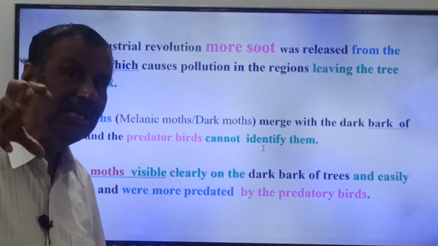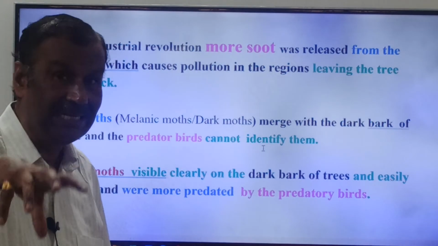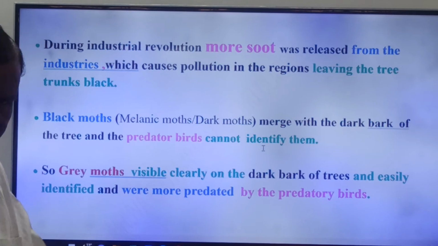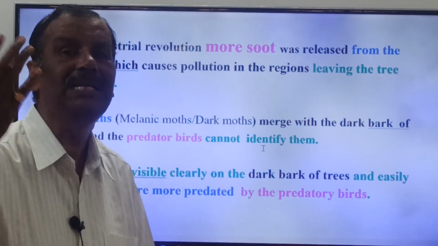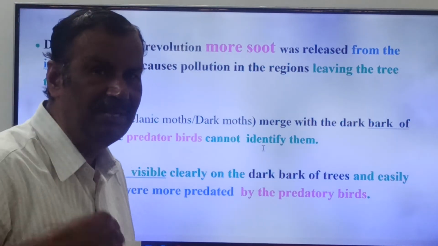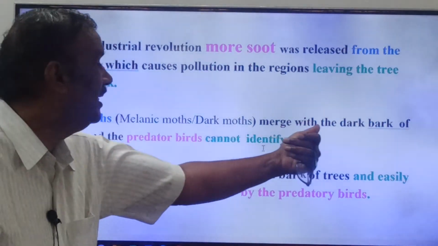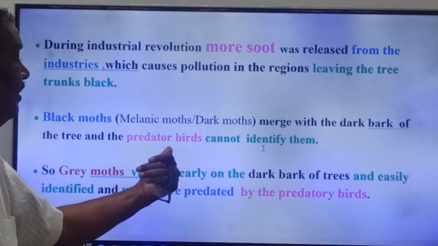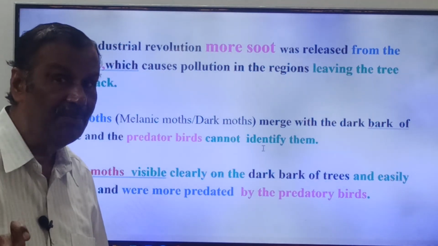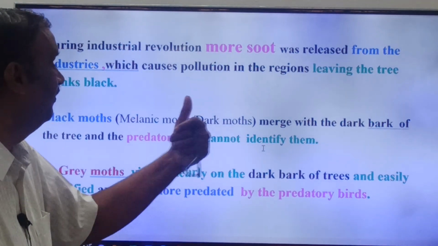So, when the bark turns black color, the black color moths, which are few in number at that time, are merged with the black color. So, these moths would be eaten by whom, friends? By the birds. They are called predatory birds. So, the black color moths merge with the dark bark of the tree and the predatory birds cannot identify them. Friends, this is important. When the black color moths are merged with the black color bark, the predatory birds can't identify them, friends.